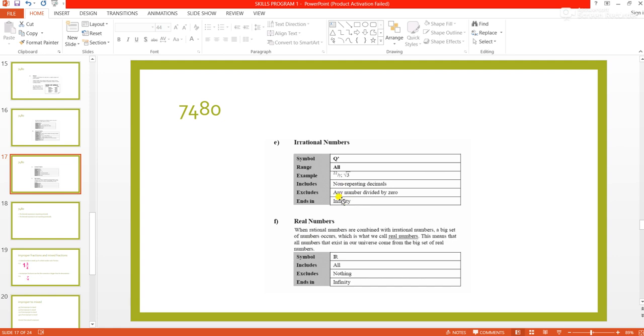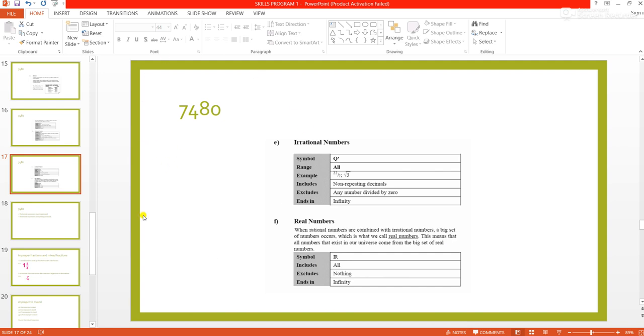So your real numbers include all. When rational numbers are combined with irrational numbers, a big set of numbers occurs, which is what we call real numbers. This means that all numbers that exist in our universe come from the big set of real numbers. So these are just real numbers. It includes all numbers from your fractions. These are just real, as it symbolizes real numbers.